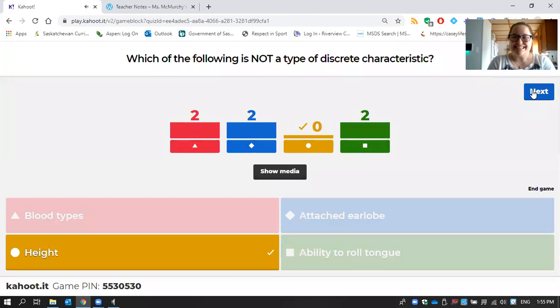No one got that right. On the bright side, I'm not the only one. That was a tough one. So if you haven't read the notes, we're not going to do very well.